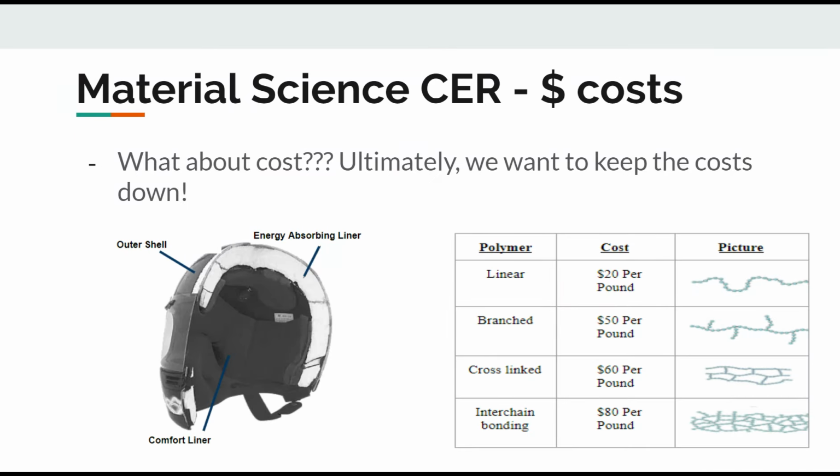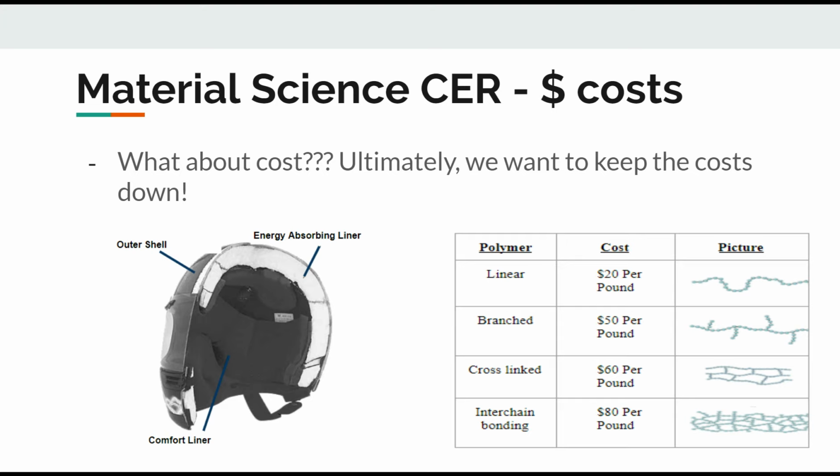Now, that's not the only thing that we want you to think about, because in the material science world, there are some wonderful, perfect polymers out there for certain things, but they may not be very cost effective. They may not be environmentally effective. You may not be able to find them, or they may be limited in how available they are. So let's think about the cost.